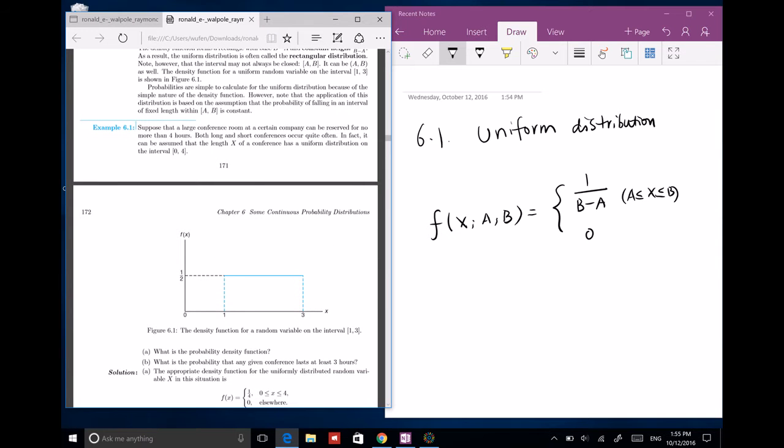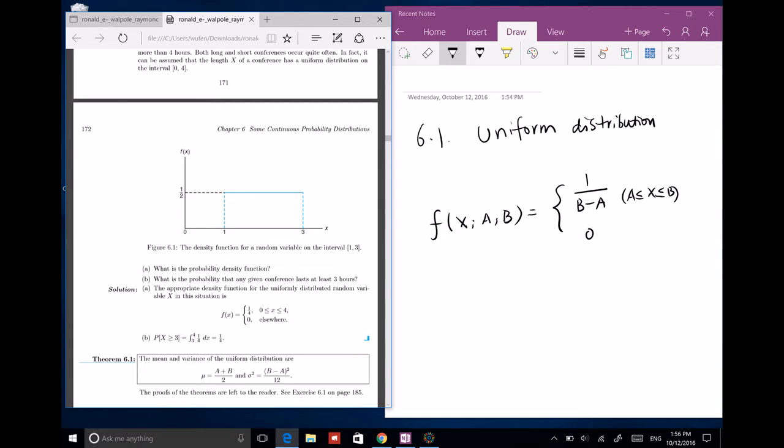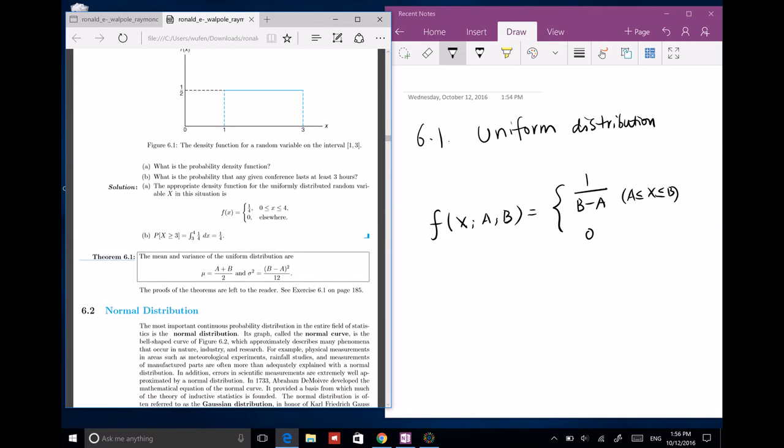Look at the picture: the uniform distribution from 0 to 4 has density 1/4. f(x) is 1/4 from 0 to 4, so no matter where the point is, the density is always 1/4.